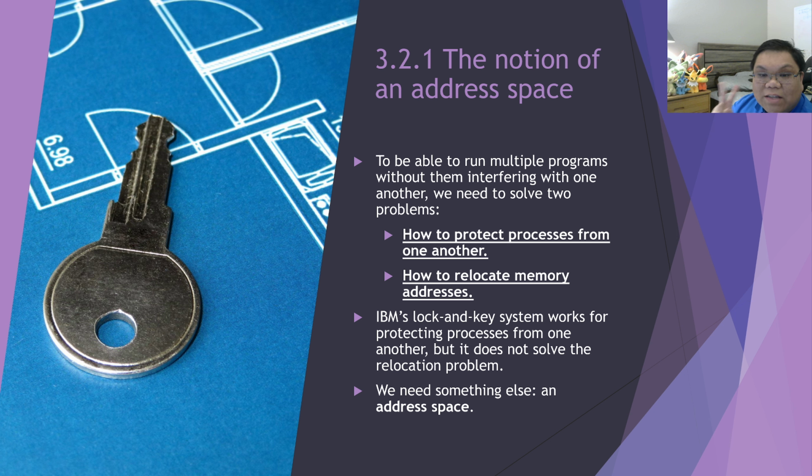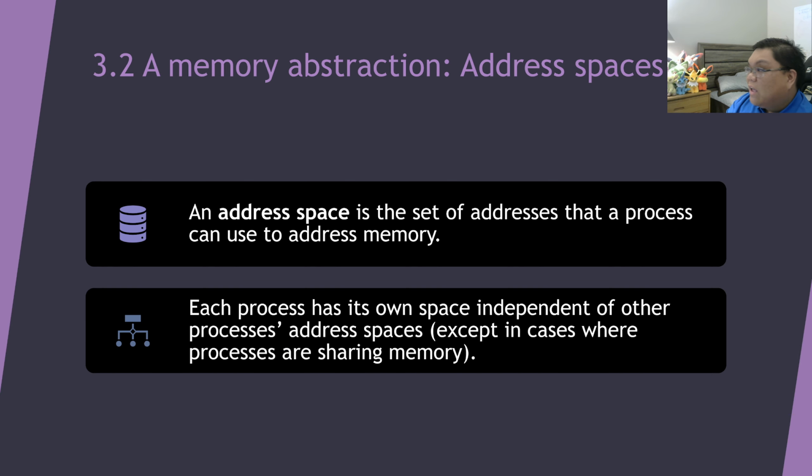So, again, we need to solve two problems: how to protect processes from one another, and how to relocate memory addresses. So, we need something called an address space. An address space is basically the set of addresses a process can use to address memory. Think of it as a process's personal space. Each process has its own personal space in which it can lay out instructions to do its work.